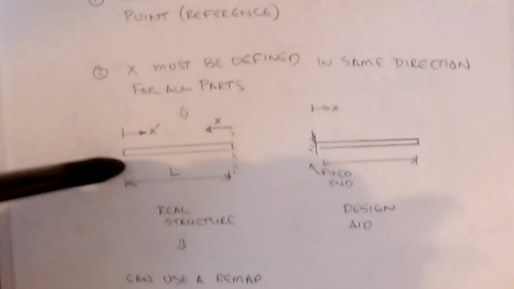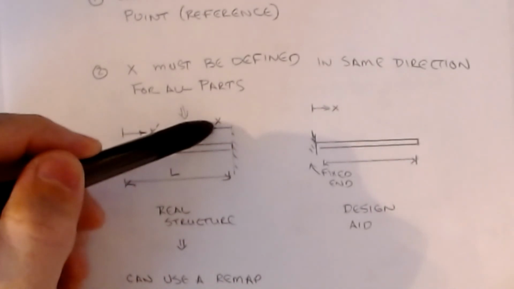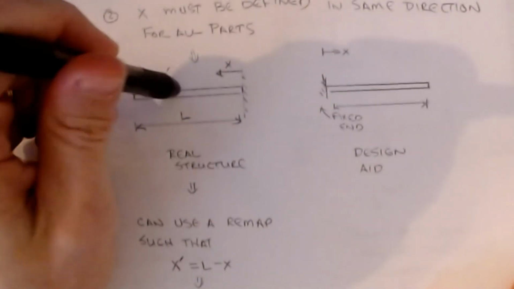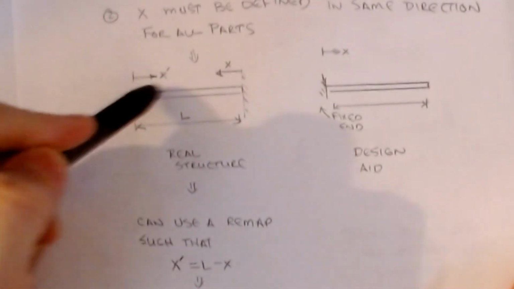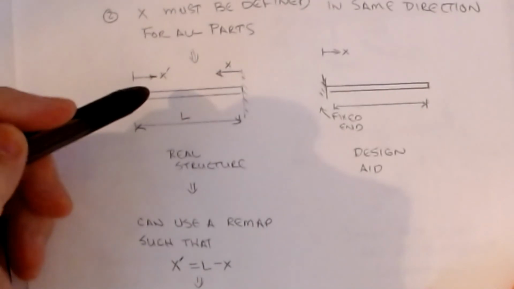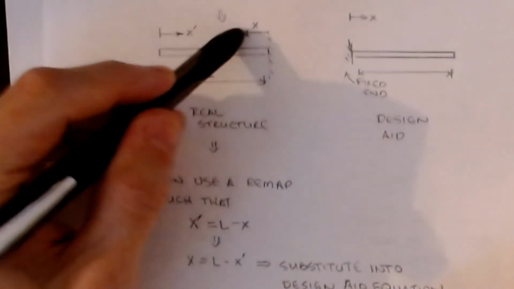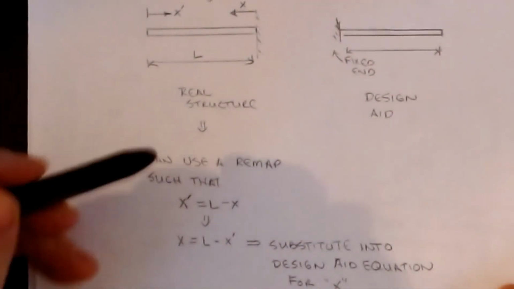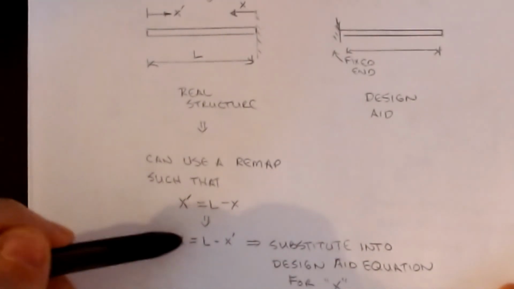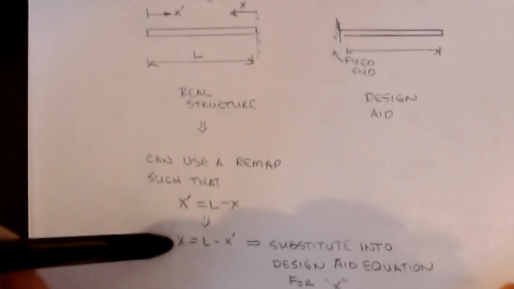So if this beam is L long and I need a reference from the left end that I'm calling x prime, but my equations are measured from the right end as a function of x, then all you have to do is a simple remap. For any point on the beam, say here, I am x prime from the left end, and I am L minus x prime from the right end. So that means that x prime is L minus x. It's the exact same point on the beam depending on which coordinate system you're in. And then if x prime is L minus x, I can solve for the variable x as being L minus x prime, and then anywhere in the design aid that I pulled the equation from here, I substitute this in for x.